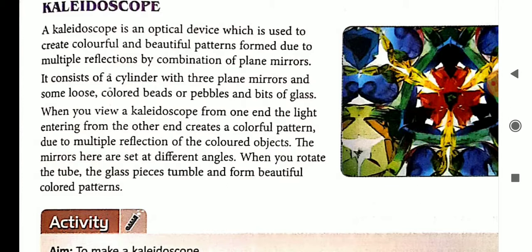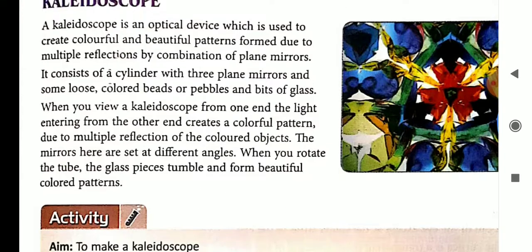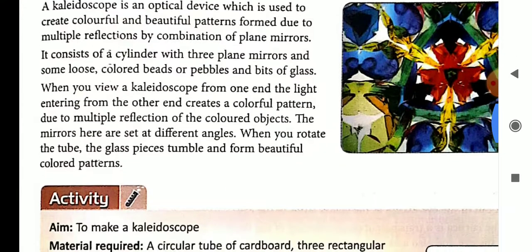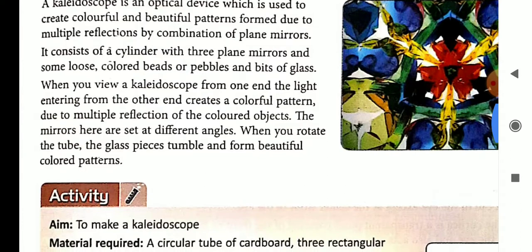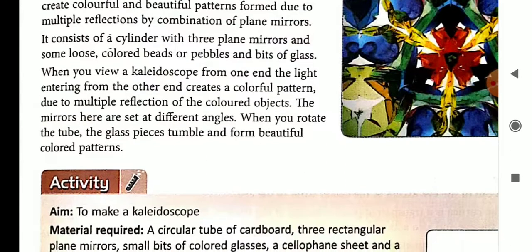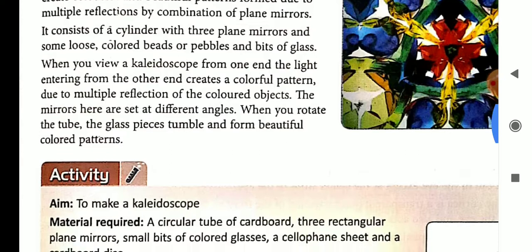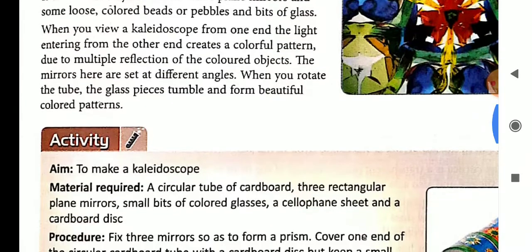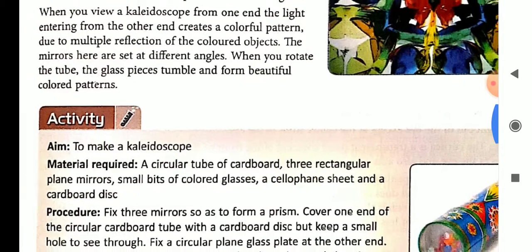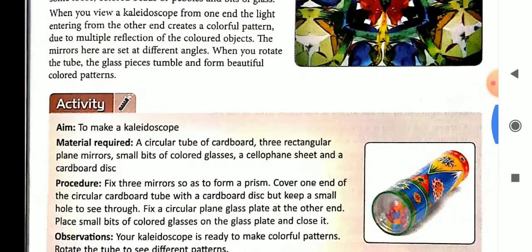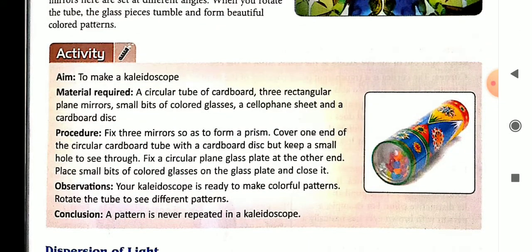When you view a kaleidoscope from one end, the light entering from the other end creates a colorful pattern because of multiple reflection of the colored objects. And when you rotate the tube, it can tumble and form beautiful colored patterns. So this is just for fun. It has no use. It is just an example of multiple reflection where we can see the use of multiple reflection.